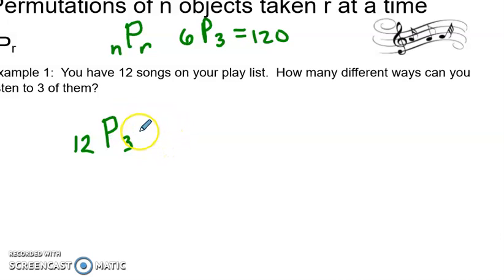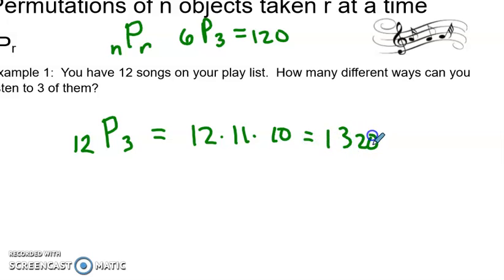And if you're saying, hey, I don't have a calculator or I can't find that button, that's okay. Just take 12 times 11 times 10. You know how to do it. Take the first 3 numbers of 12, and you're still going to get the same answer, which is 1320.